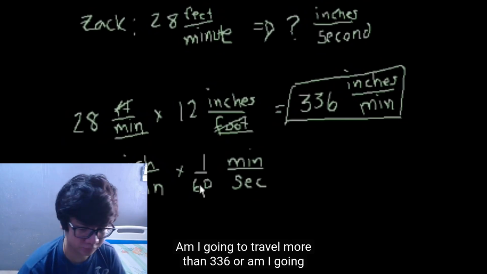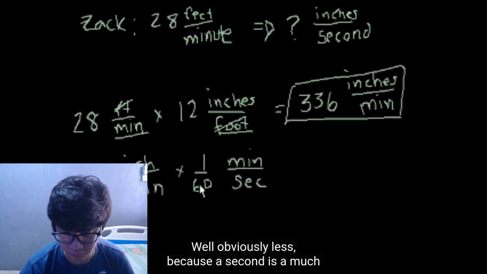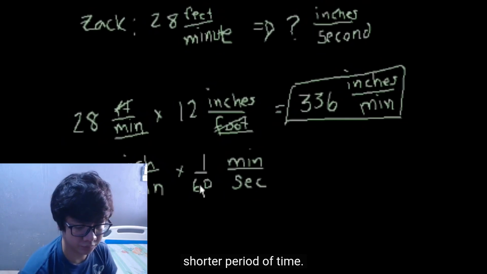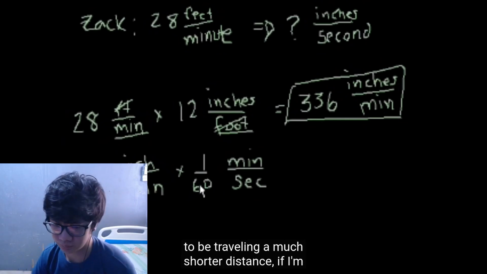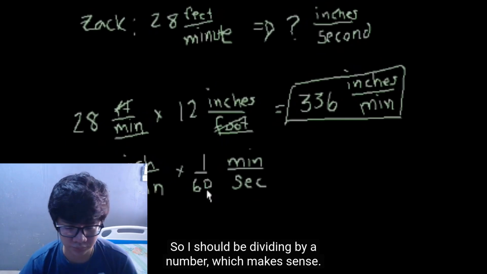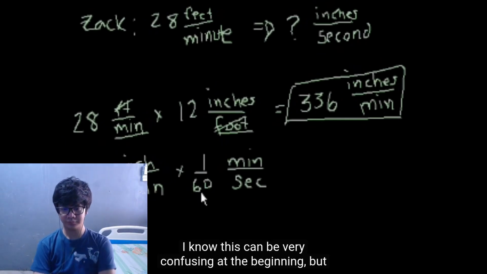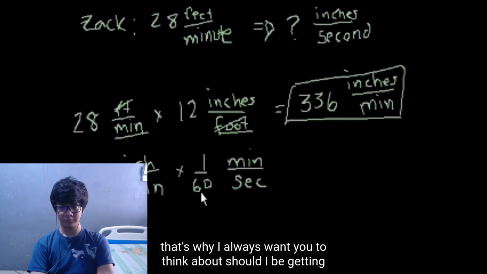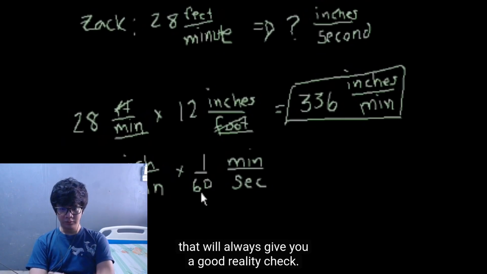Am I going to travel more than 336, or am I going to travel less than 336 inches per second? Well, obviously less, because a second is a much shorter period of time. So if I'm in a much shorter period of time, I'm going to be traveling a much shorter distance if I'm going the same speed. So I should be dividing by a number, which makes sense. I'm going to be dividing by 60. And I know this can be very confusing in the beginning, but that's why I always want you to think about, should I be getting a larger number, or should I be getting a smaller number? And that'll always give you a good reality check.